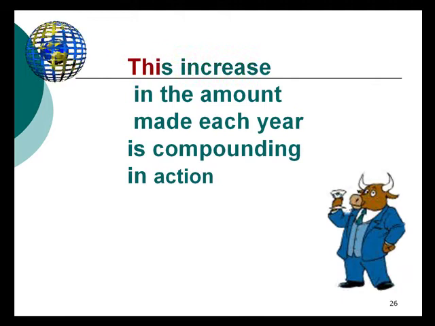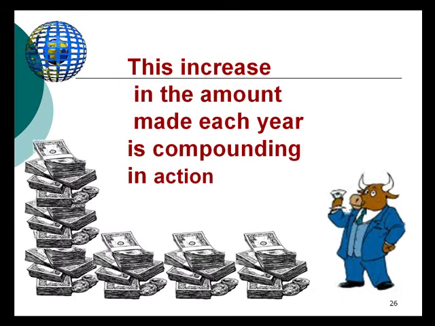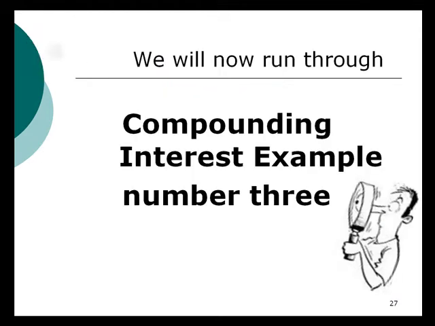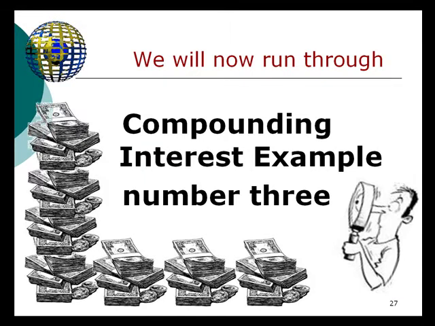This increase in the amount made each year is compounding in action. Interest earning interest on interest, and so on and so forth. This will continue as long as you keep reinvesting and earning interest. We will now run through compound interest example number 3.